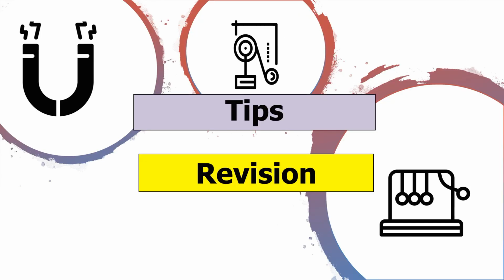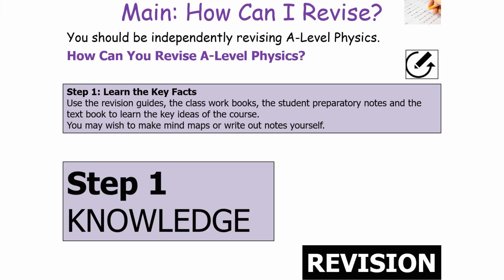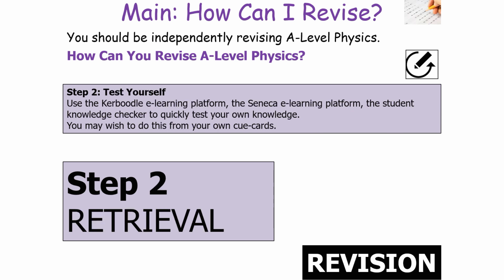So how should you be revising A-Level Physics? So first step is learn the key facts. So use your revision guides, class workbooks, student prep notes, textbooks to learn the key ideas of the course. Now to learn this knowledge, you may wish to make mind maps or write out the notes yourself. You may want to then after this test yourself by using Caboodle, Seneca, your own knowledge checkers to quickly test your own knowledge, and you may wish to do this retrieval process from your own cue cards.